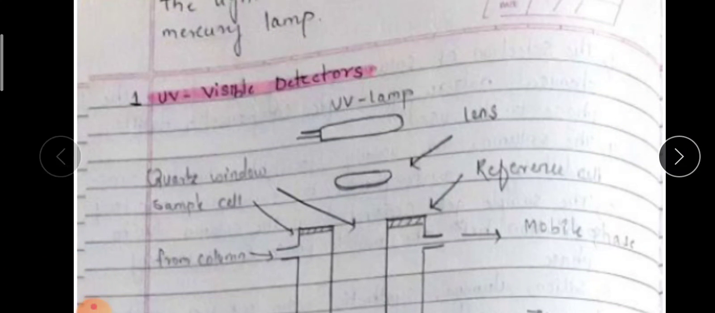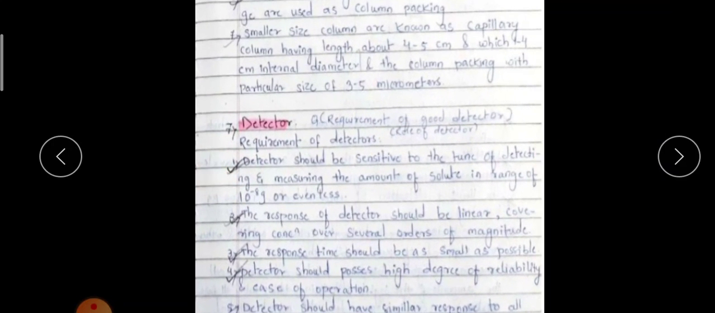The detector should detect the response from the sample. Here we have seen the requirements of a good detector. First, it should be sensitive enough to detect and measure the amount of solid in the range of 10 raised to minus 8 gram or even less. The response of the detector should be linear, covering concentrations over several orders of magnitude.